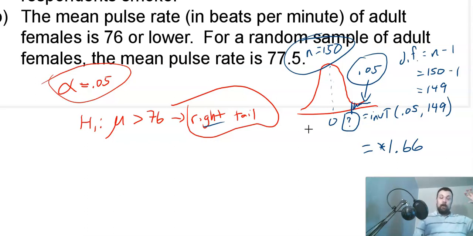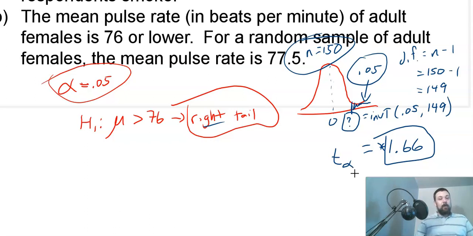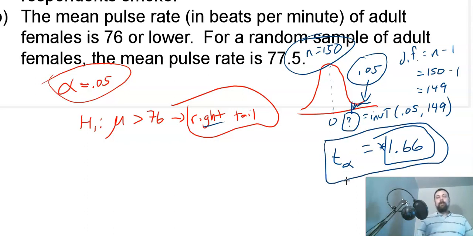If it's in the left tail, keep it negative. If it's in the right tail, it should be positive. So positive 1.66. That's the critical value, which is often labeled as t sub alpha, not divided by 2 this time because we didn't divide it by 2. So you just do t sub alpha as the critical value. And that's the only one. And again, that's where we draw the line.